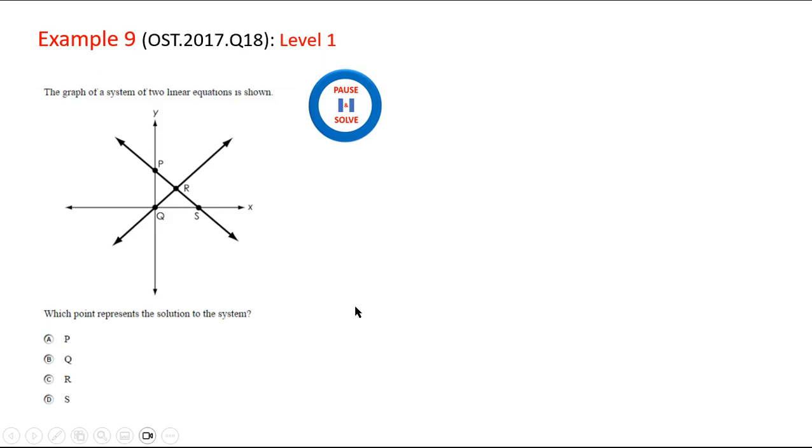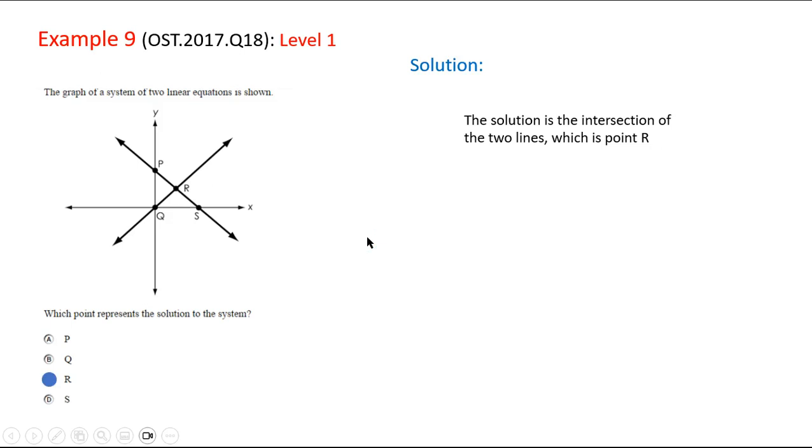Example number 9. This is a really simple example. The graph of a system of two linear equations is shown. Which point represents the solution to the system? They really want you to know that the intersection of the two lines is the solution, which is point R. That's it.